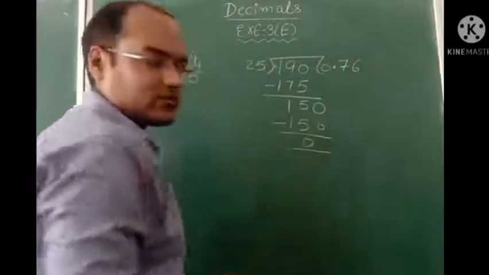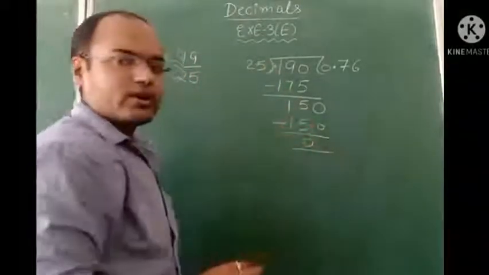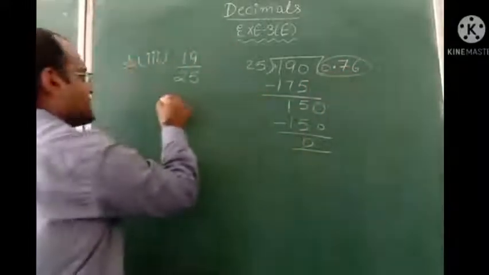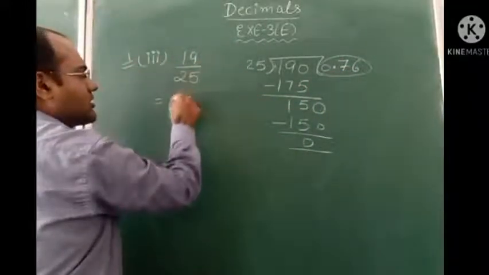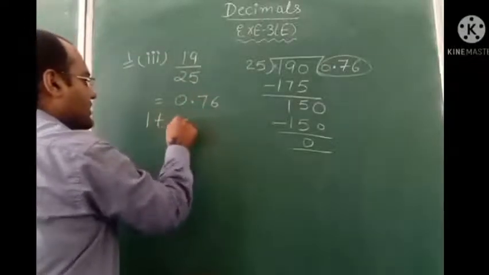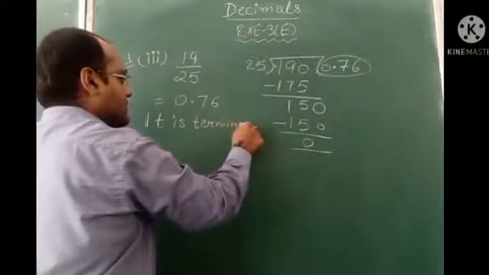So again in this part also we are getting remainder 0. That means division work is over. Such decimal numbers are known as terminating decimal. So first of all we will write the answer of this. Answer of this is 0.76, and after that we will write it is terminating decimal.